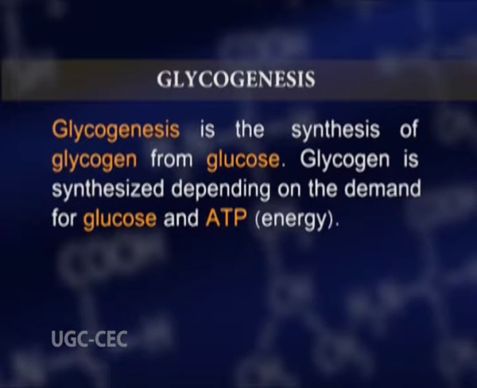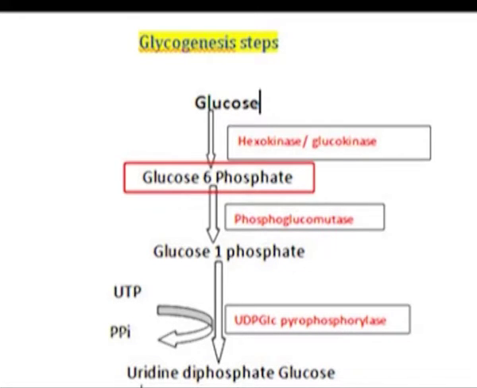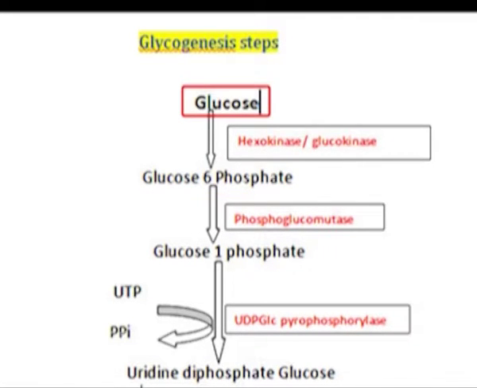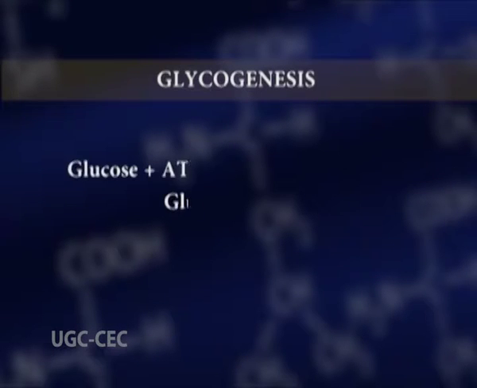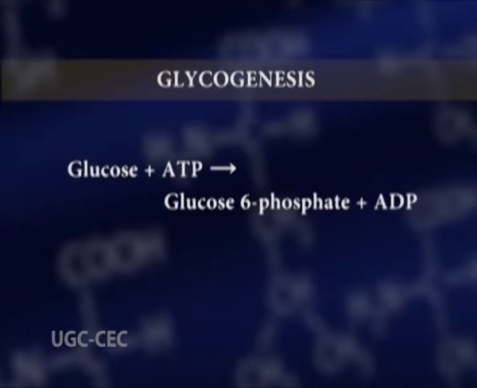Glycogen is synthesized depending on the demand for glucose and ATP, that is, energy. If both are present in relatively high amounts, then excess insulin promotes the conversion of glucose to glycogen for storage in liver and muscle cells. The reactions of glycogenesis are: number 1, formation of glucose 6-phosphate. Glucose is converted to glucose 6-phosphate by the action of glucokinase or hexokinase. Glucose reacts with ATP to form glucose 6-phosphate and ADP.